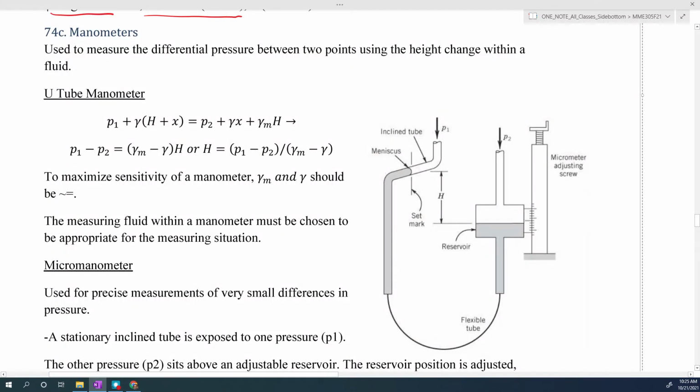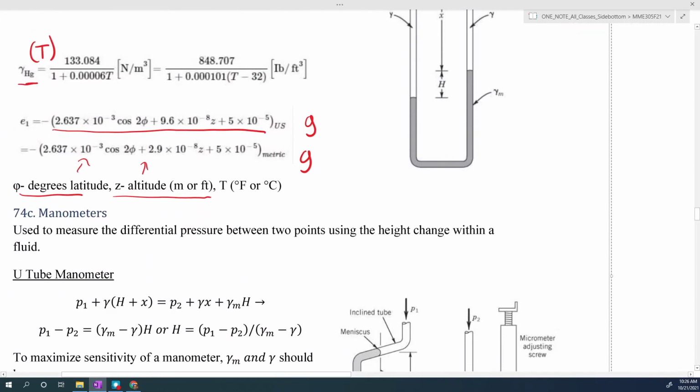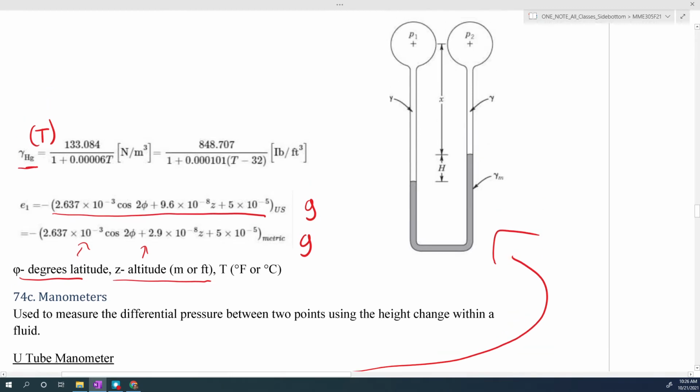So in this video, we're going to discuss two additional tools that we can use to measure pressure. The first is a manometer. There's a few different varieties of manometers. The most basic one is a U-tube manometer, which is shown on the top right here.